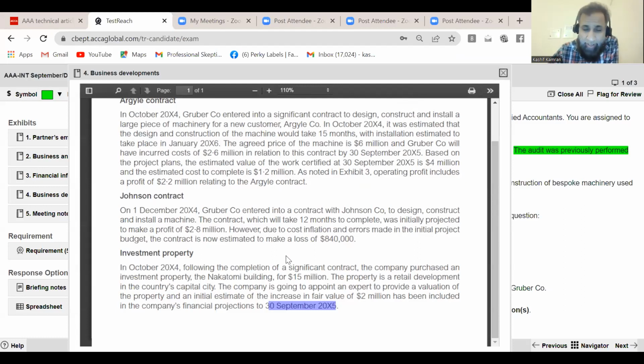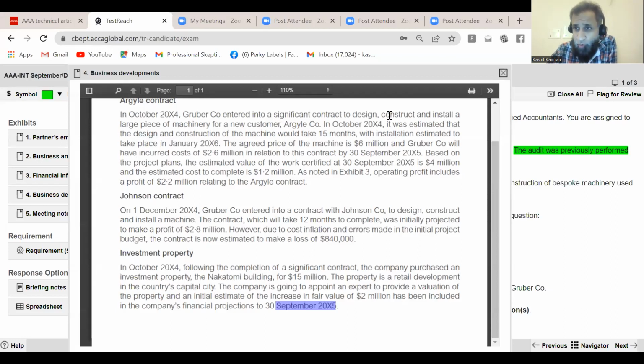Okay, so when you purchase the Nakatomi building in October 20x4, and the year end is 30th of September 20x5, in almost 1 year, how much is the increase in the fair value? Yes, it's fine to check materiality with one factor in a risk question, but in a reporting question, you should check it with all. But in a risk question, even if you are checking it with one factor, that's fine. But in a reporting question, you should check materiality on all factors. Okay, get back to my question, please.